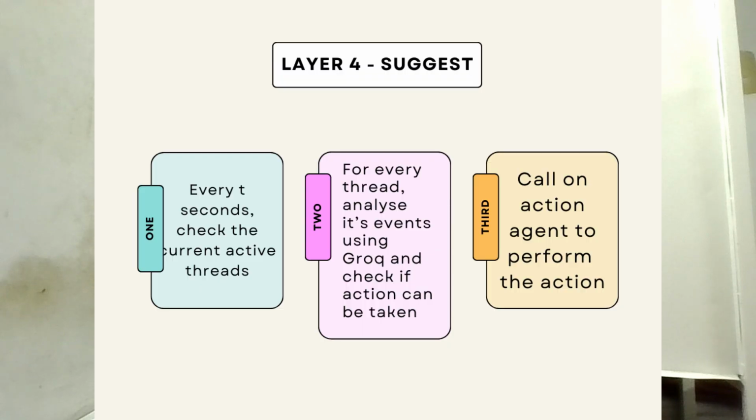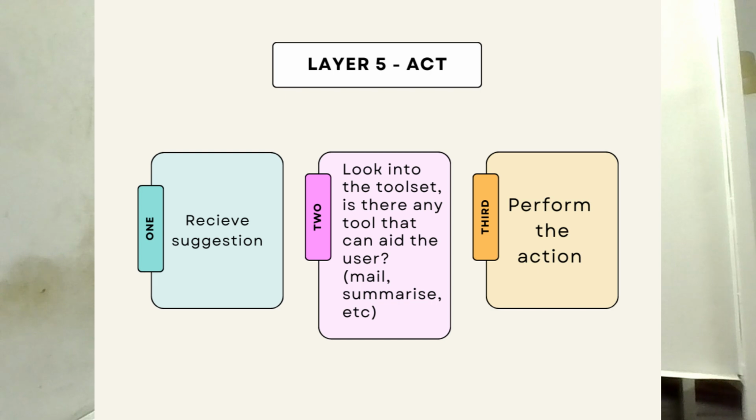Which leads us to the next layer, which is the suggestion layer. The suggestion layer analyzes all the threads on a cooldown and then it asks itself, is there something that the LLM can help the user with in the threads? If there is, it then calls upon the last layer, which is the action layer. The action layer actually performs the task.